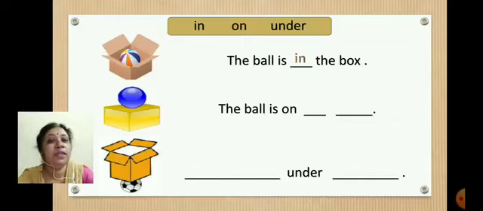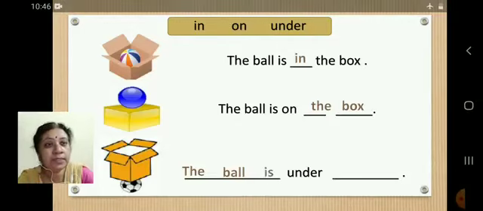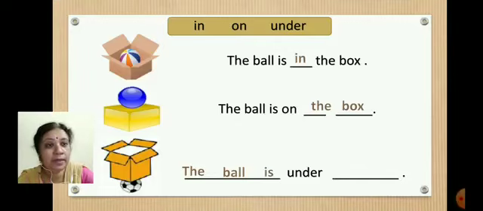See the next one. The ball is on the box. Written, children? Yes. Now see the next one. What will come? Write capital T-H-E, the B-A-L-L, ball, is under the box.